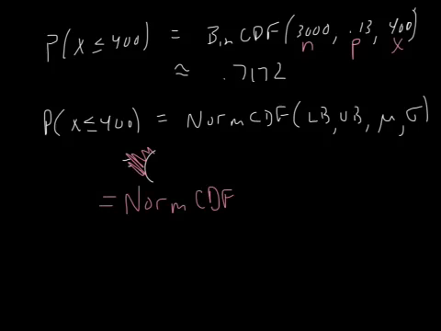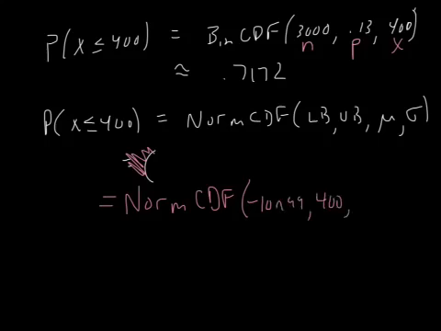So where do we go? We go to our normal CDF function in our calculator. We're going to enter our lower bound, upper bound, mean, and standard deviation. The lower bound, if we're looking for less than or equal to 400, even though 0 is the lowest we could get here, we're just going to go with what we know and love, negative 10 to the 99, all the way to 400.